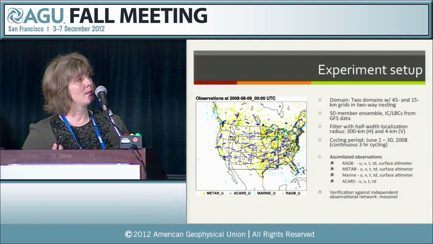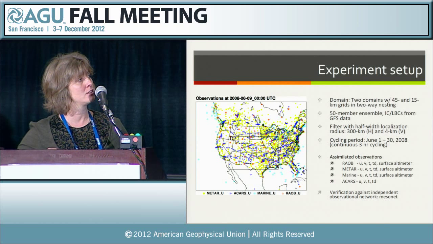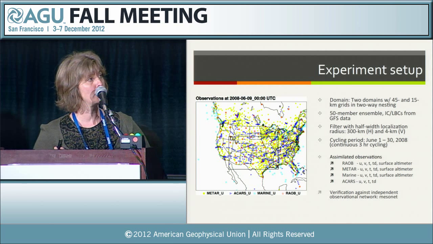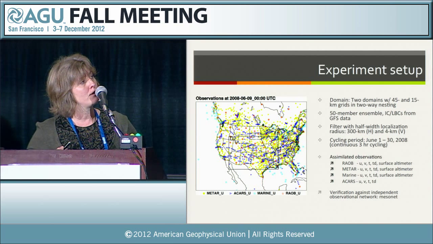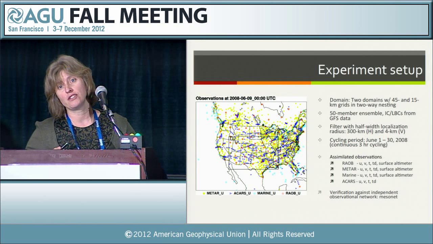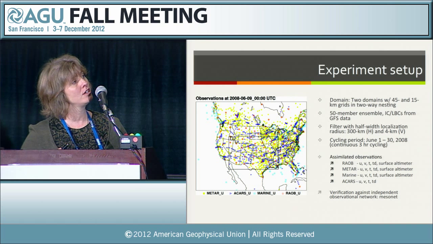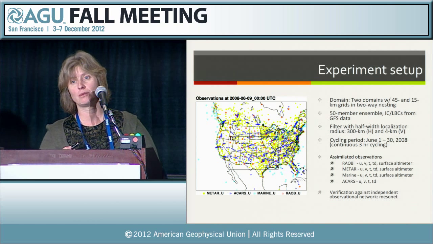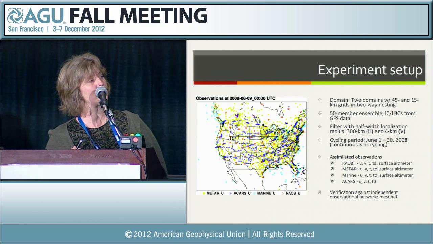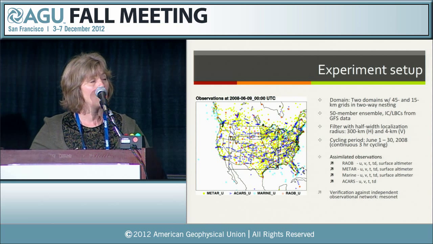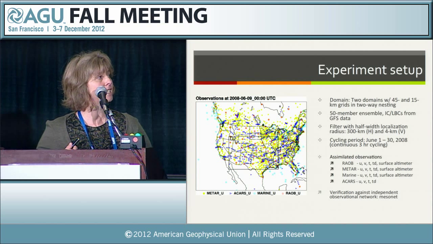This is the experiment setup. We have two nested domains. Here's the inner domain with a resolution of 15 kilometers, and the outer domain over the contiguous United States with a resolution of 45 kilometers. We have a 50-member ensemble. The initial conditions and lower boundary conditions are taken from GFS data. The filter has a half-width localization radius of 300 kilometers horizontally and 4 kilometers vertically. And the cycling period is continuous 3-hour cycling over a period of 1 month in June 2008.